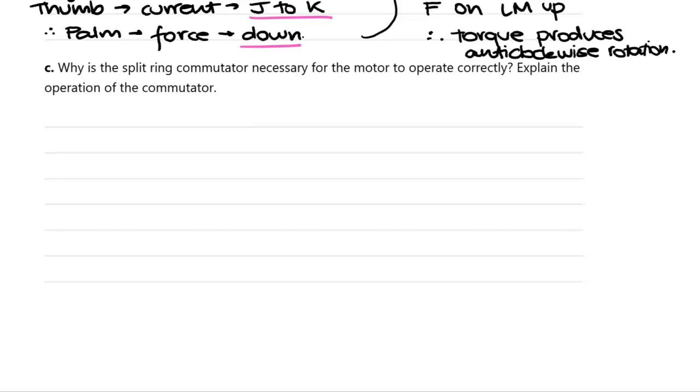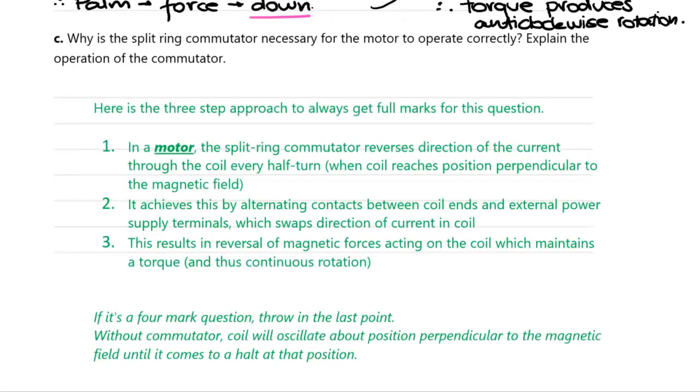So I'm going to put in the recommended 3-step approach to always get full marks for this question. First off, we need to talk about the fact I was talking specifically about a motor. In the next area of study, there are generators, and they can also use split ring commutators. However, they serve a very, very different function. So you need to be really clear in the question that you're talking about a motor and not something else.